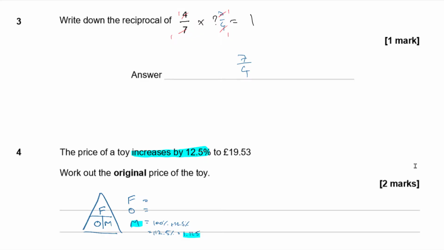Right, now what's this one? Is this the final or the original price? Okay, so we need to decide between final and original here. Well, as it's saying, work out the original price, I guess the original price is the one we don't have. So that's that one. And then the final is going to be the £19.53. Okay, so this is what we call a reverse percentage question.